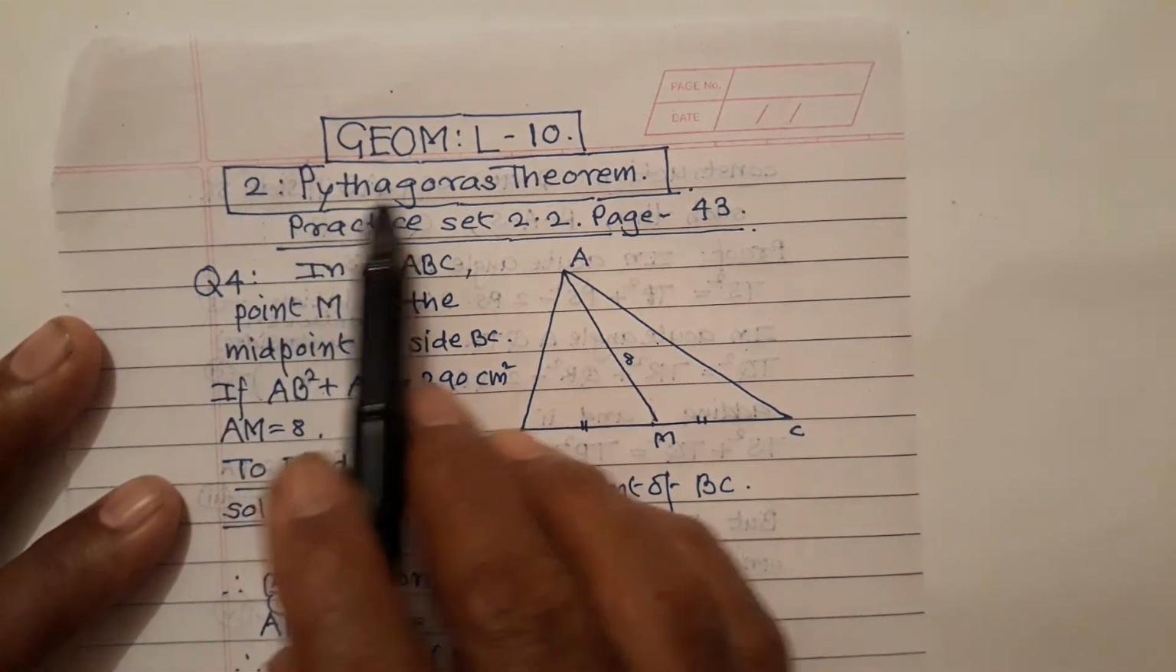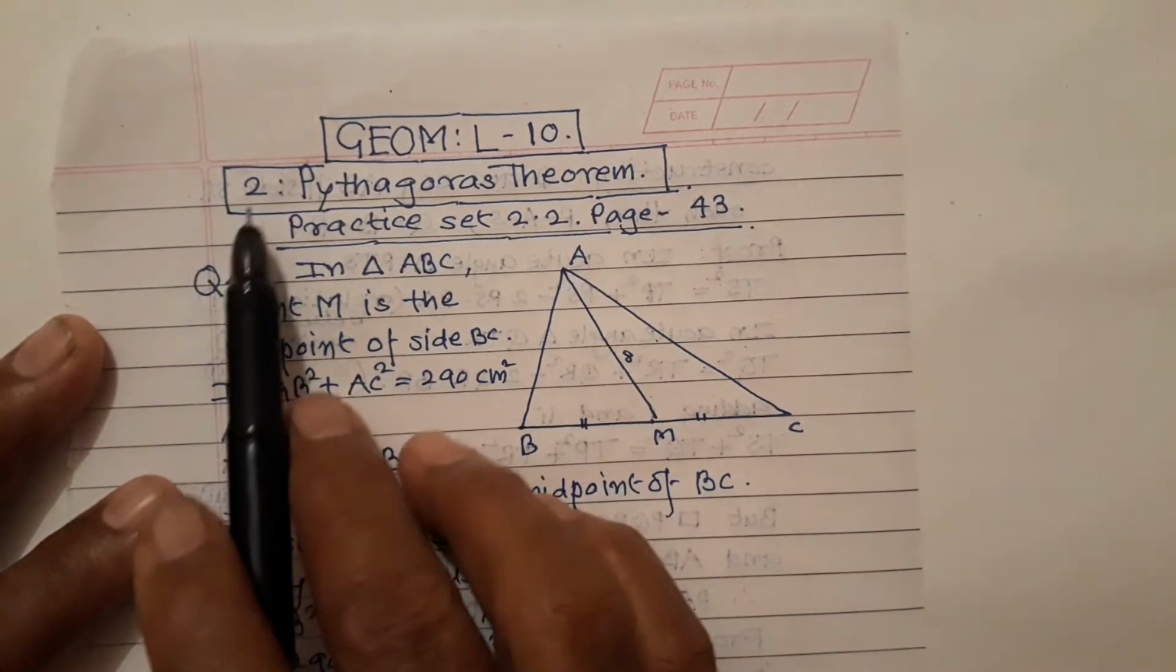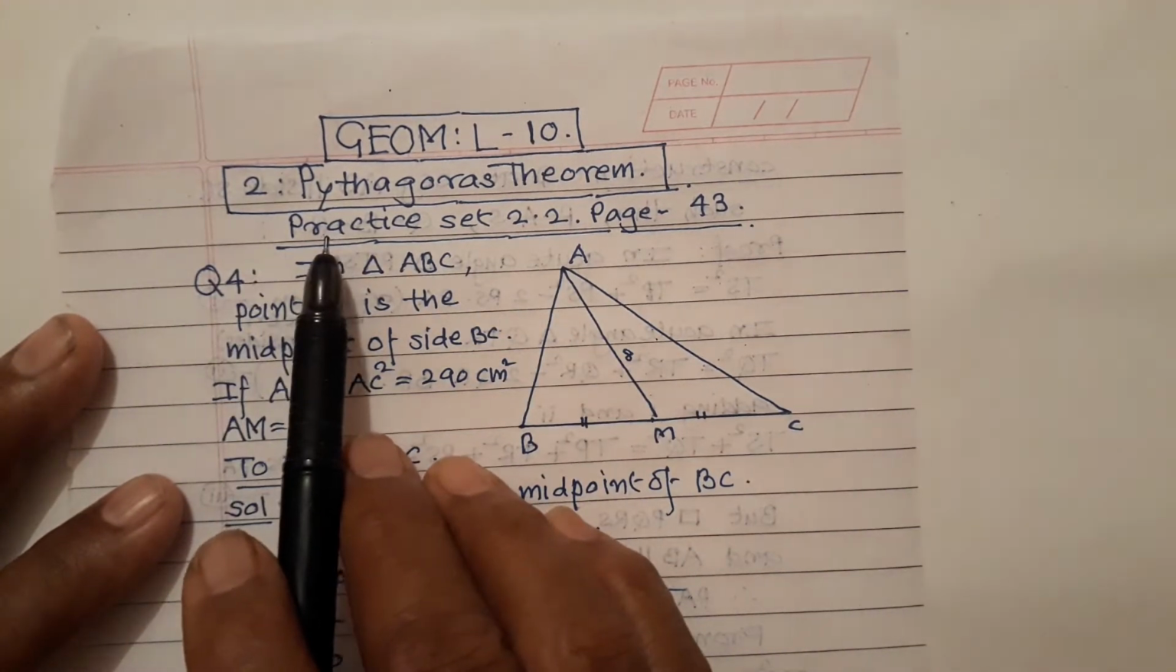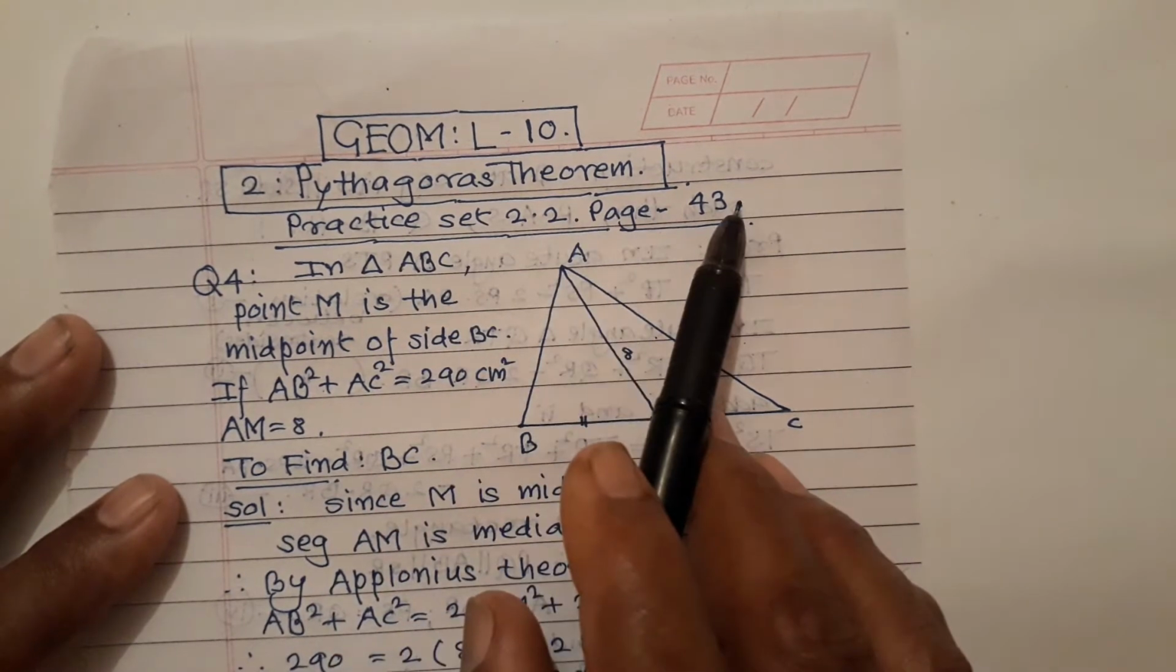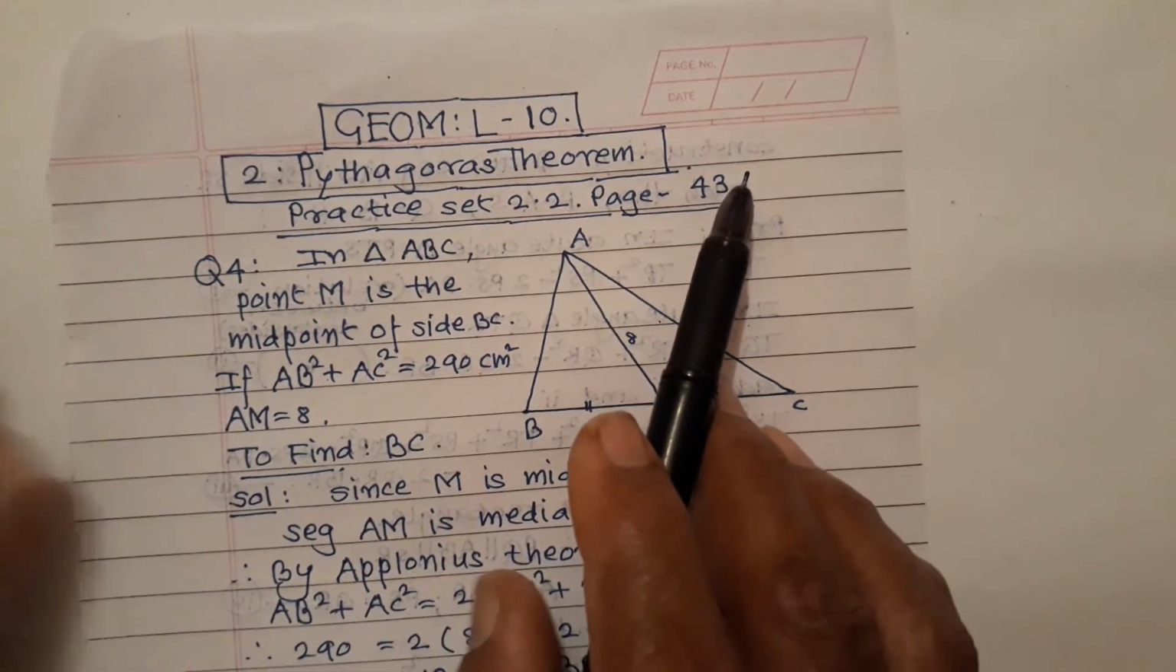Chapter number 2, Pythagoras theorem. In this lecture, I am going to explain some more examples from practice sheet 2.2, page number 43. Okay. Question number 4.